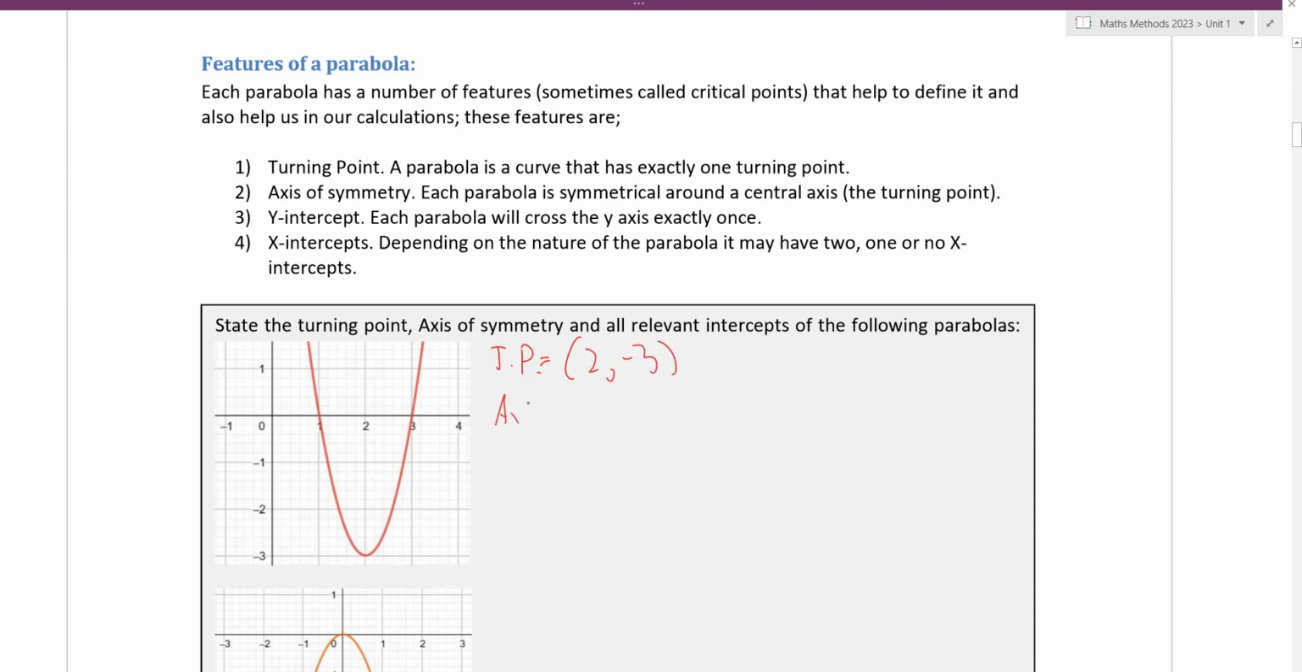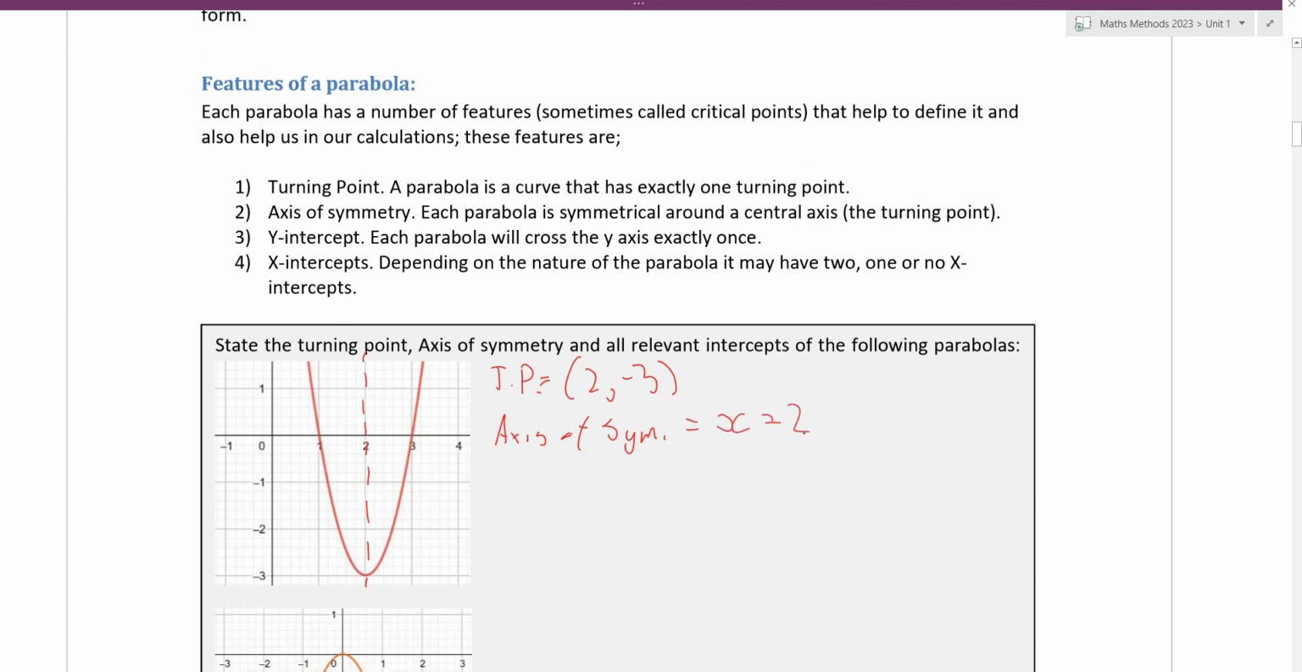My axis of symmetry. Would you agree that this vertical line is my axis of symmetry? So we would say the axis of symmetry is x = 2, because it is symmetrical around that vertical line. The way we describe that vertical line is x = 2. Remember when we're doing horizontal lines, it might be something like y = 1 or y = 3, and that describes a horizontal line. A vertical line is just what the x value is, x = 2 in this case.